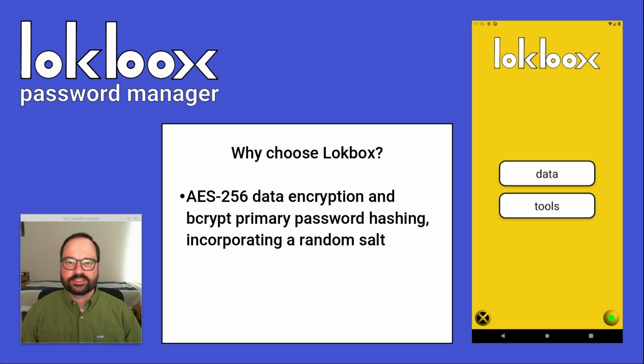Furthermore, your information is encrypted using the AES 256 encryption algorithm, with primary password hashing handled by bcrypt. If you lose your device, even if it falls into the wrong hands, you can rest assured that your private information will remain private.